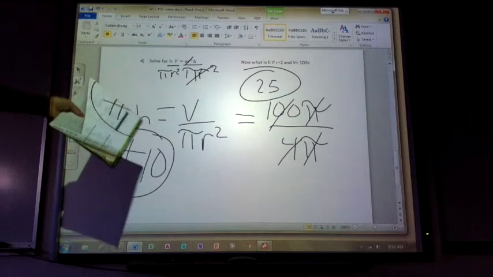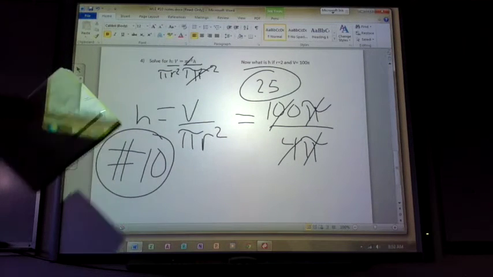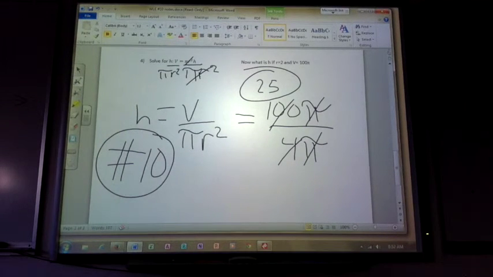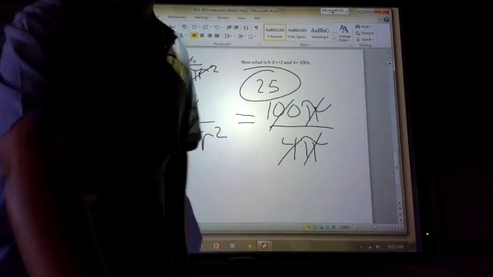Okay, worksheet number 10 sound good? It's literal equations. I think you guys are going to be able to do it. Talk to me. I got you, sister. All right, let's start saving this.